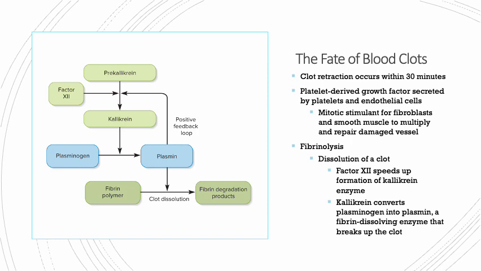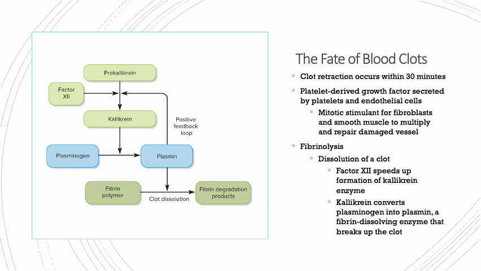All right, so what happens to blood clots? When blood clots, it retracts within 30 minutes. It doesn't just stay clotted in your body forever, because that's going to cause massive problems, okay? So platelets have a derived growth factor that is secreted by platelets in endothelial cells. This is a mitotic stimulant that makes your body fix muscle in blood vessels and tissue really quickly. So if you get cut, platelets sense an injury, they're going to release these growth factors that cause your body to do mitosis really quick so it can heal itself.